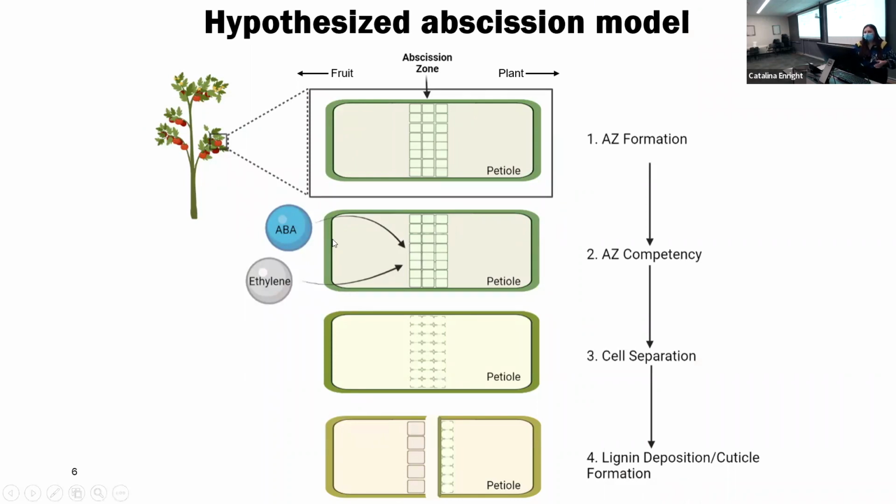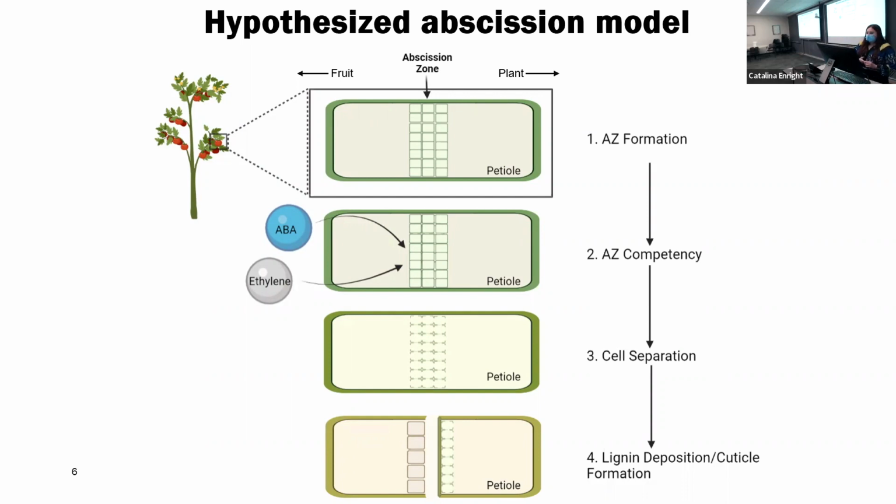The first thing I will be showing is the petiole, outlined from a hypothesized tomato plant. On the left, you can imagine that the fruit would be attached, and then on the right, the petiole would be attached to the plant. And I use petiole and pedicel interchangeably, just so you know.